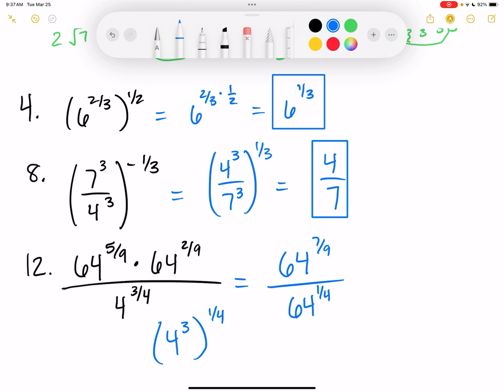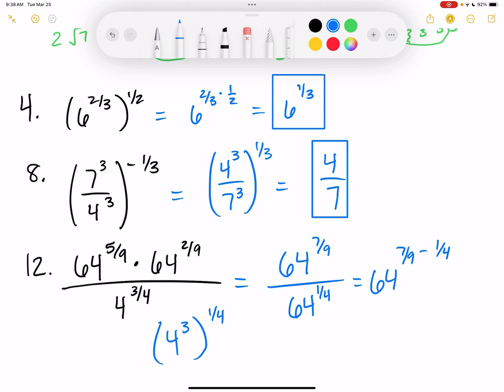I don't really know that's the best way to write it, but that's really the only way I know how to write it. So we cubed 4. I've got to simplify this, so what does that mean I need to do? Take out a 64. Oh, it's 7 over 9 minus a 4. Yes, this would be 64 to 7/9 minus 1/4.